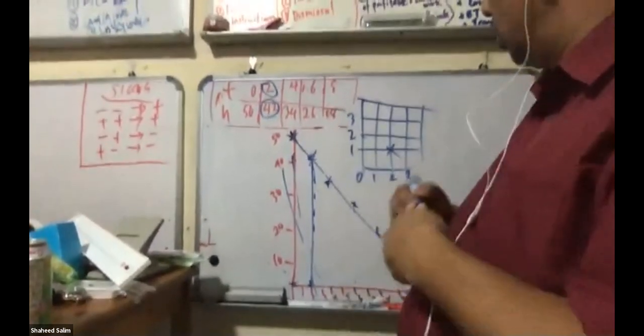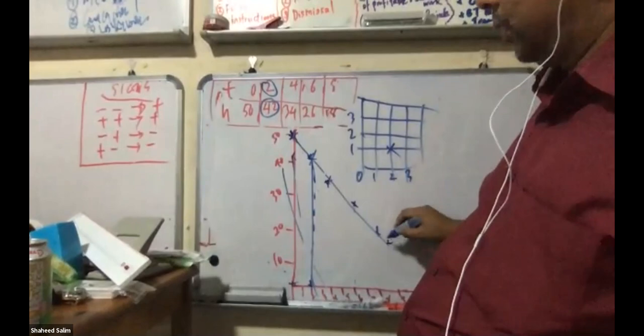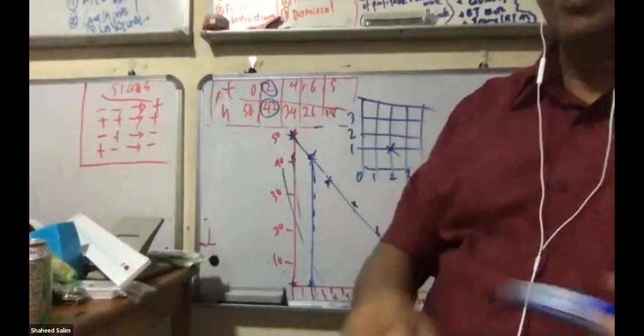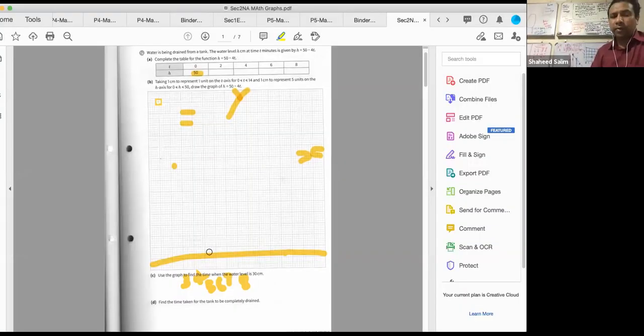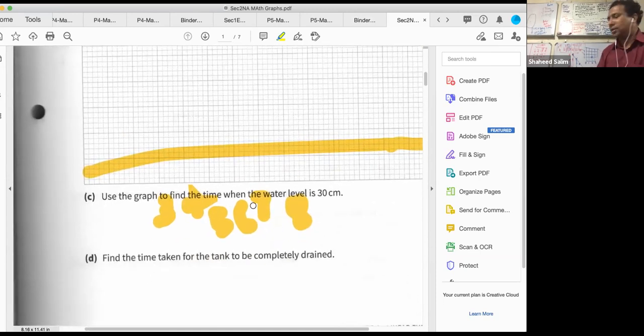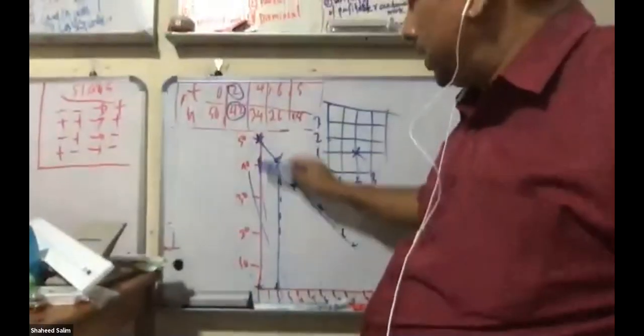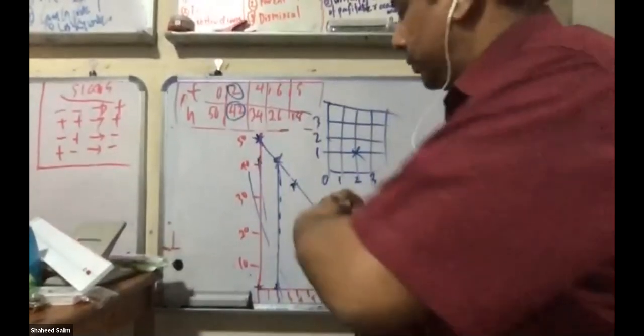So down here it goes until 18. Then we look at the question. What did they ask us to do? You should be able to complete the question. Down here they say use the graph to find when the water level is 30 cm. Down here is the height, correct? 30 cm is here.